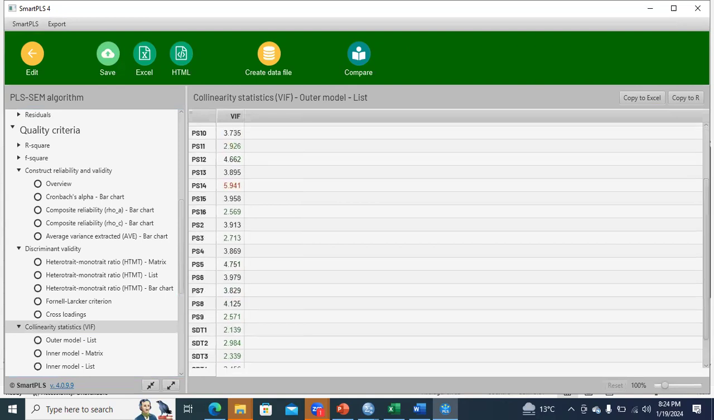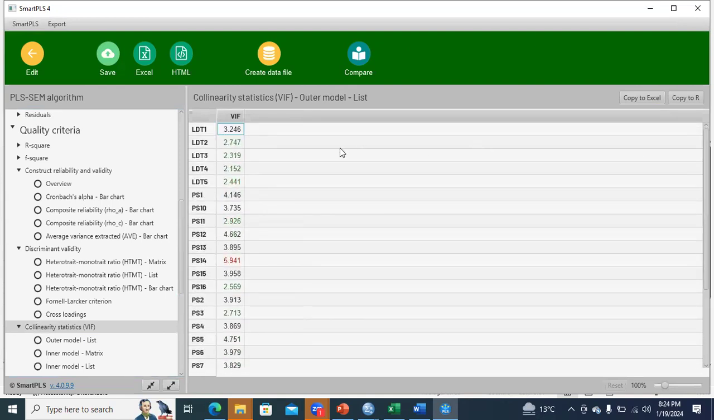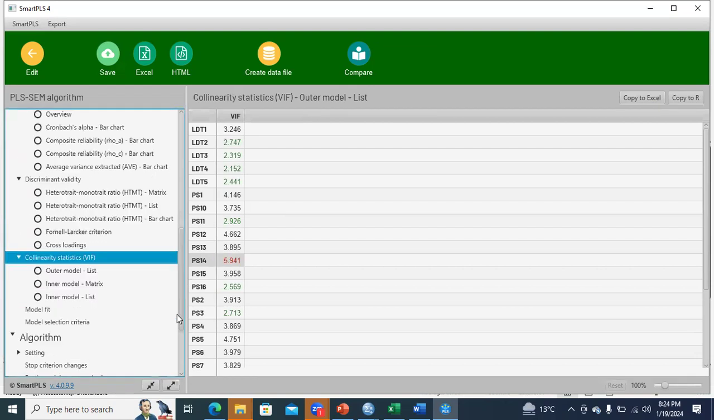For your convenience, you need to understand that the VIF values should be less than 5. So those values which are less than 5 are good values. Like here PS4 is not good because it is indicating a VIF value greater than 5. So all other values are acceptable because they are showing a value less than 5. So VIF is good for majority of values.